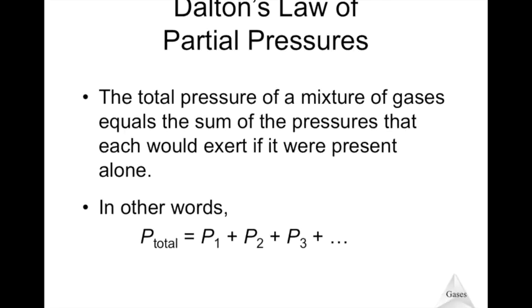Another law that we will take advantage of is Dalton's law of partial pressures. And this is pretty easy. Basically, the total pressure of a mixture equals the sum of the pressures of all the individual gases. If there's 3, 4, 5, 6, 7 gases, they all have their own pressure that they exert, and they're independent of each other.